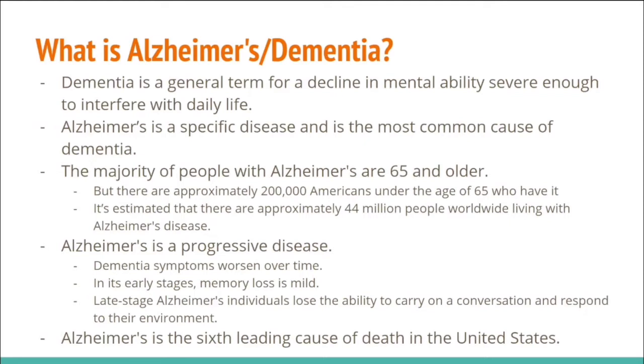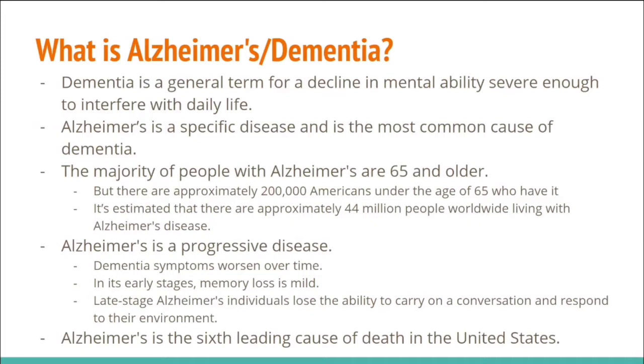The majority of people with dementia are 65 years old or older. However, it isn't unheard of people who are younger to also contract Alzheimer's. There are approximately 200,000 Americans under the age of 65 who have younger onset Alzheimer's disease. Alzheimer's is a very progressive disease, where dementia symptoms gradually worsen over a number of years. In its early stages, memory loss is fairly mild. However, with late-stage Alzheimer's, individuals lose the ability to carry out and have regular conversations and respond to their environment.